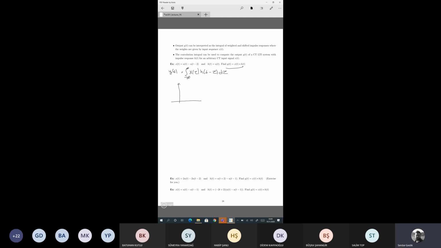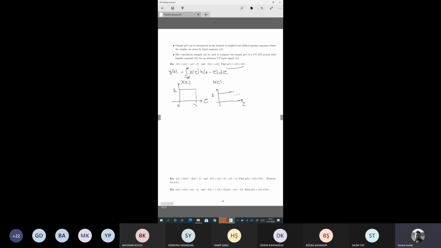Let's plot x of tau. So what is it? It is u of t minus 2, it is x of t. x of tau is u of tau minus 2. Of course, it is 1 in the interval 0 to 2. What about h of tau? h of tau is actually nothing but u of tau. It is this. So it is going to infinity.